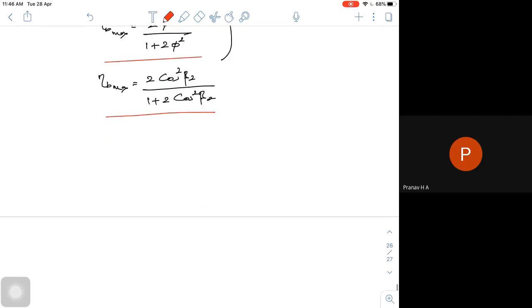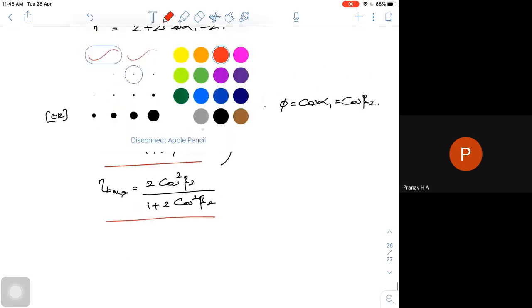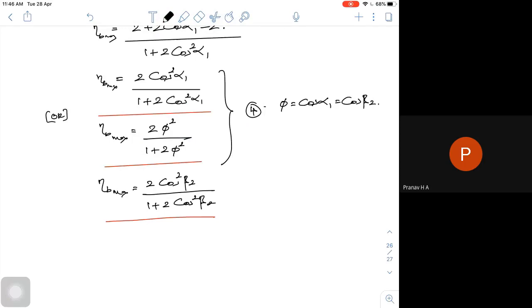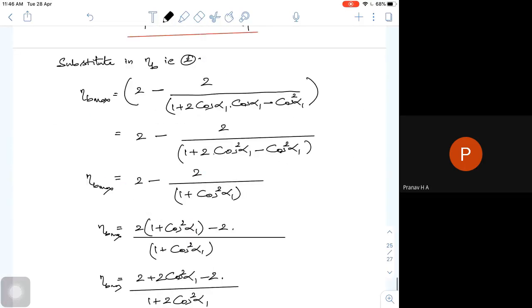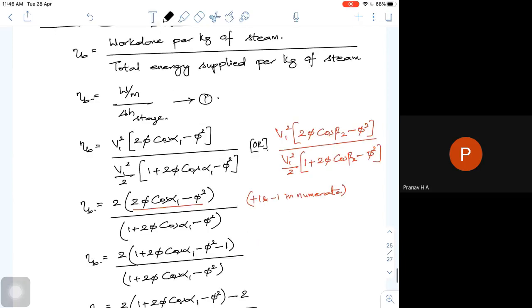So any doubts or any clarifications we can discuss, and if time permits, I think I can solve one numerical. So any questions? Gurnath, Akash, Pranav, Praful, you can unmute and ask questions. Anything. So these are the simple derivations. It's a bit lengthy because a lot of mathematics is involved.